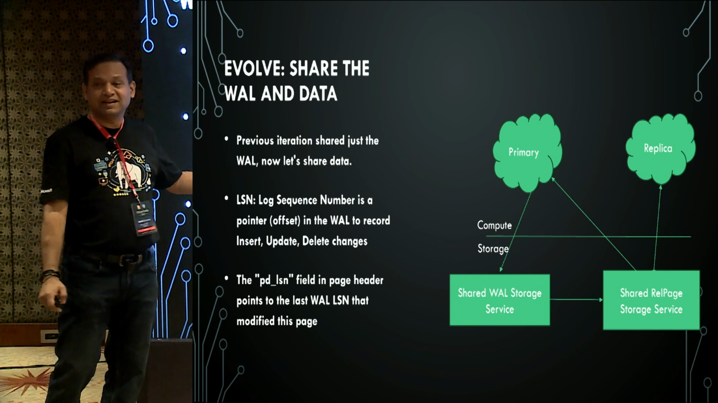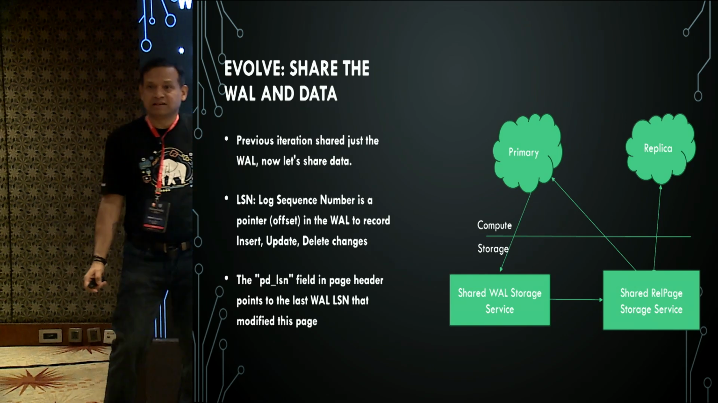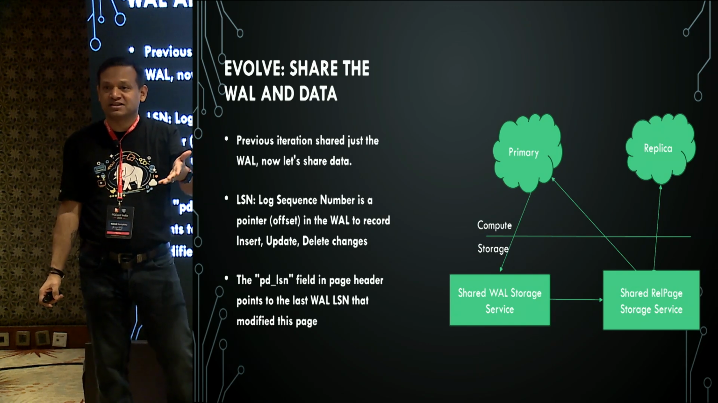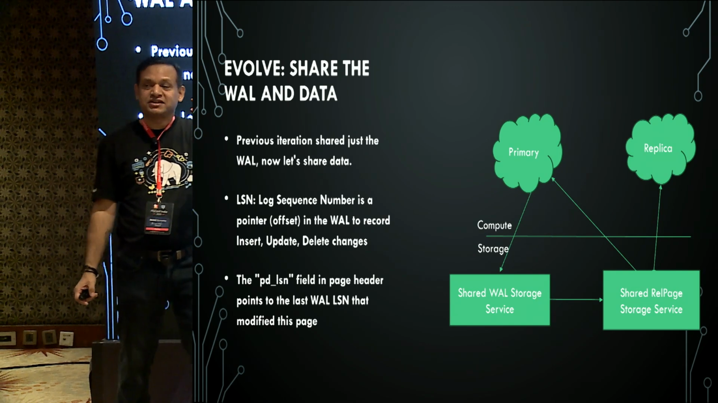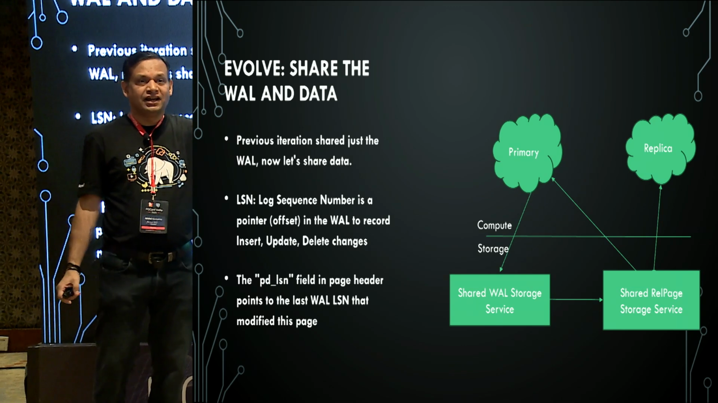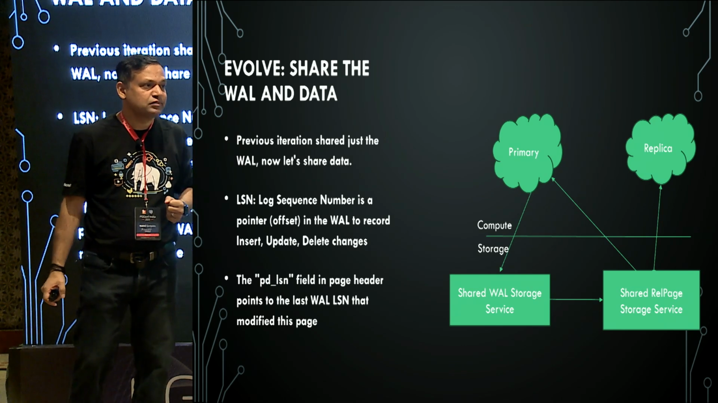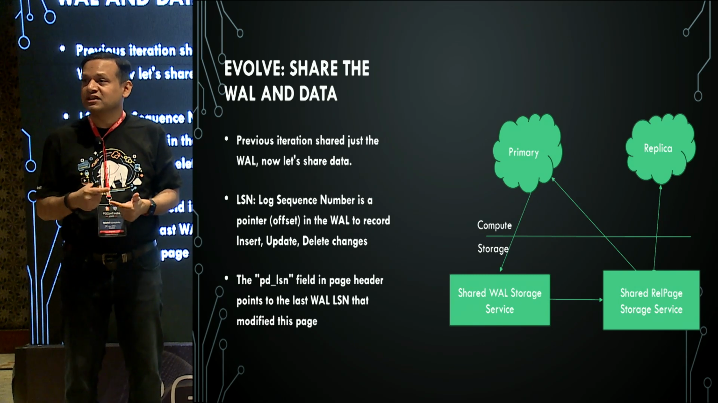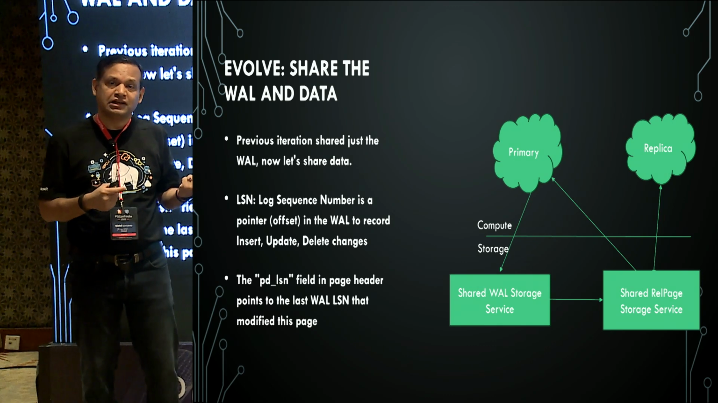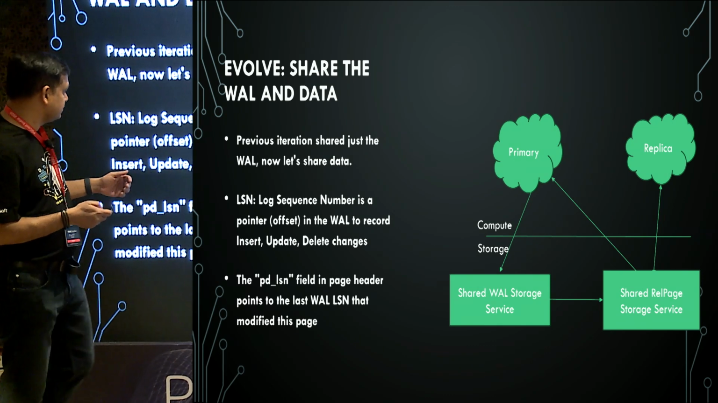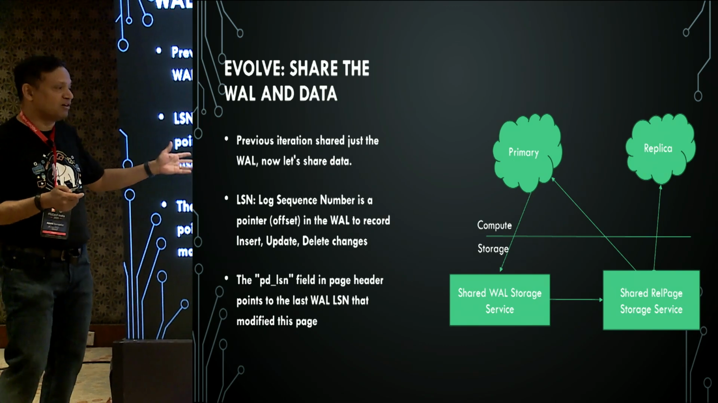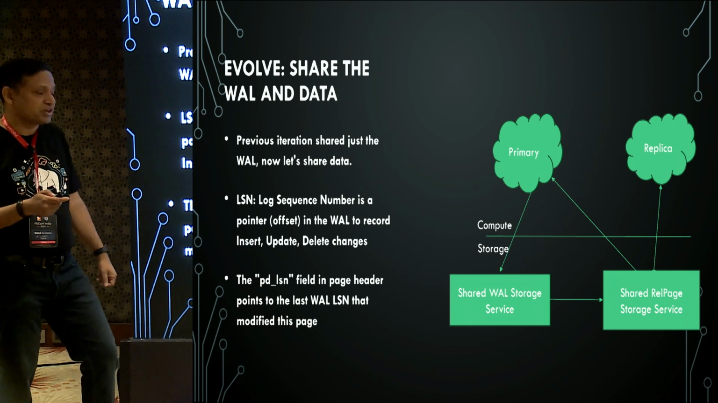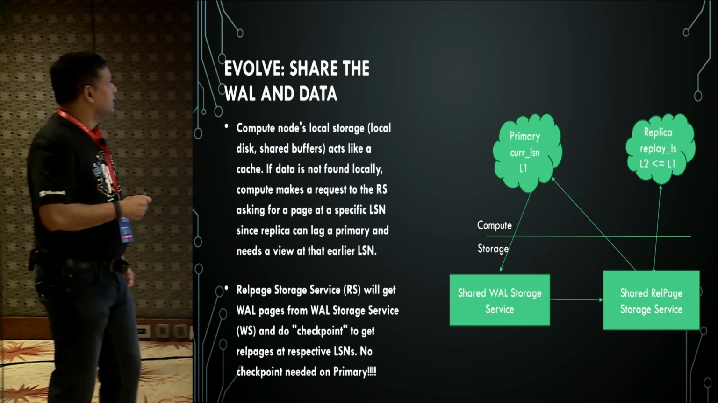And when that gets applied to the page, every rel page in Postgres, typically 8 KB in size by default, right? Every page has a page header, and it contains a field called PD LSN, which is the LSN of the latest change that happened to that page, right? So when the transaction is committed, that LSN gets attached to that page that was modified in that transaction.